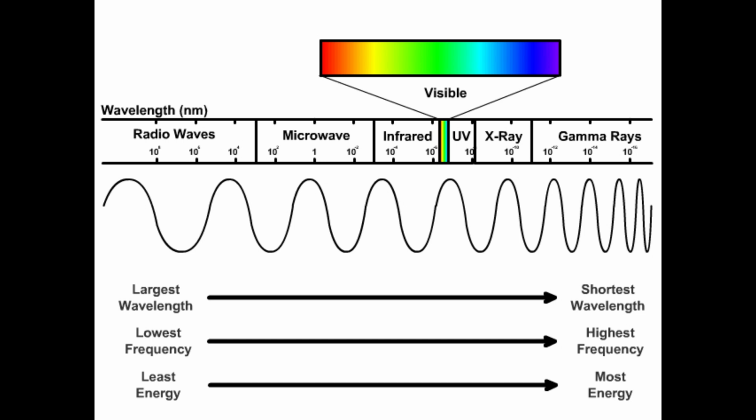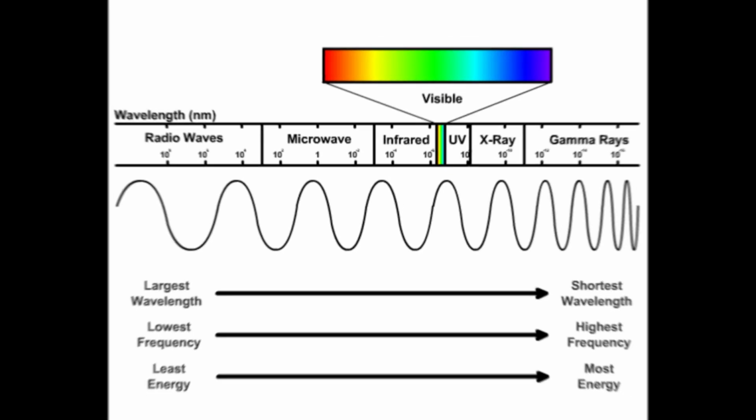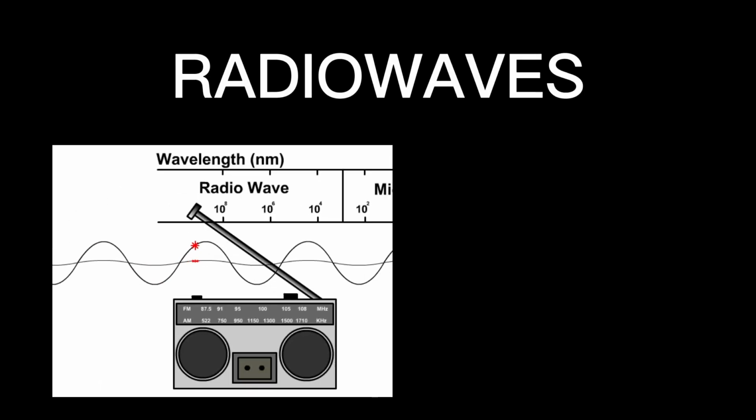The first wave is the radio wave, with the highest wavelength but lowest in frequency and energy. Next is the microwave, followed by infrared, visible light, ultraviolet, and X-ray. Lastly, the lowest in wavelength but highest in frequency and energy is the gamma wave, and that's how the electromagnetic spectrum is arranged.